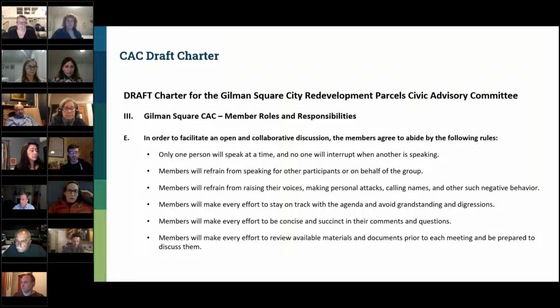That includes being concise, and that when there are materials to look at in advance, if there are drafts of reports, that folks will do their best to read them ahead of time so that we can have a really purposeful discussion when we come together as a group.